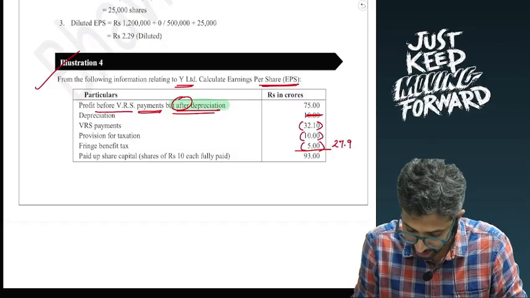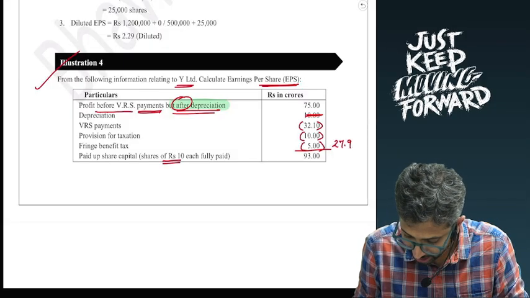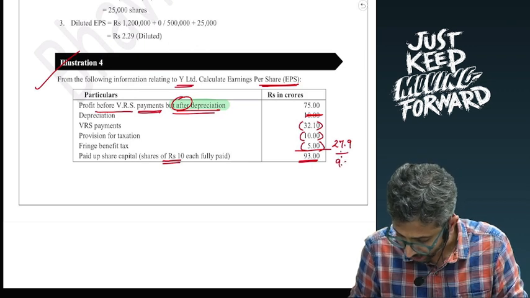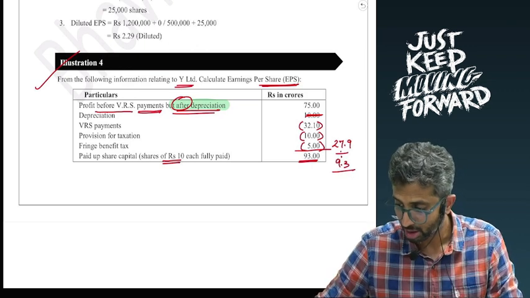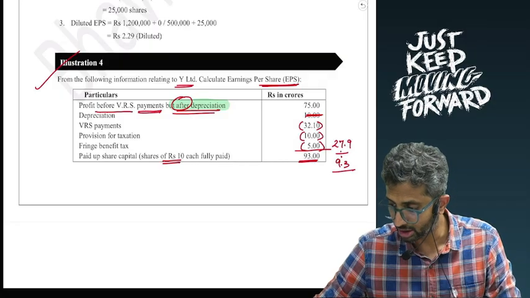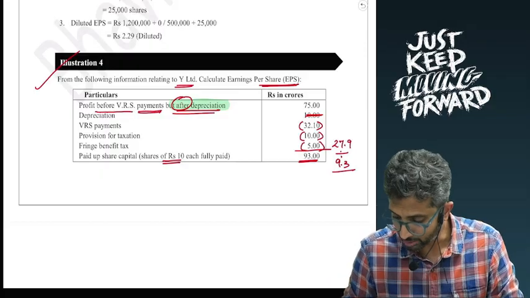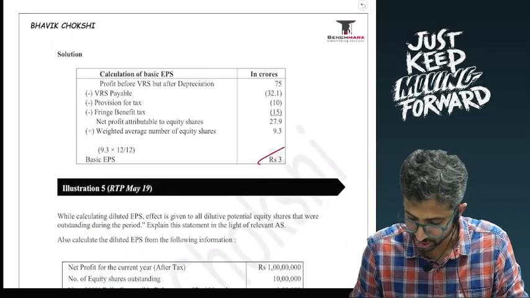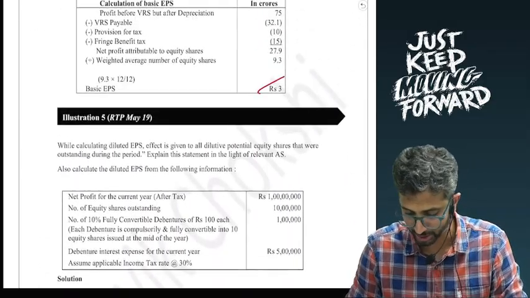So 27.9, this is attributable to the paid up share capital of rupees 10 shares, each fully paid. So I will say divided by 9.3, 93 is the share capital. 27.9 divided by 9.3 comes to 3 rupees. This 3 rupees will be your basic EPS. As you can see over here, basic EPS is, let us say, 3 rupees.